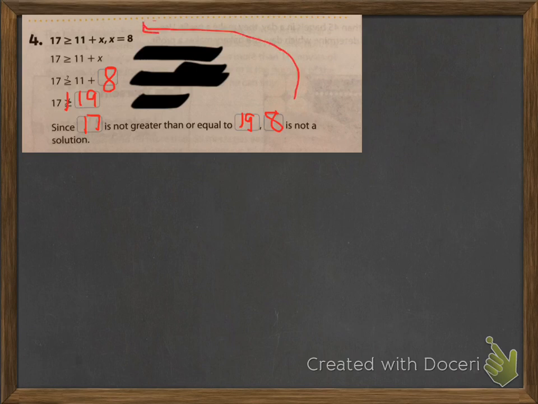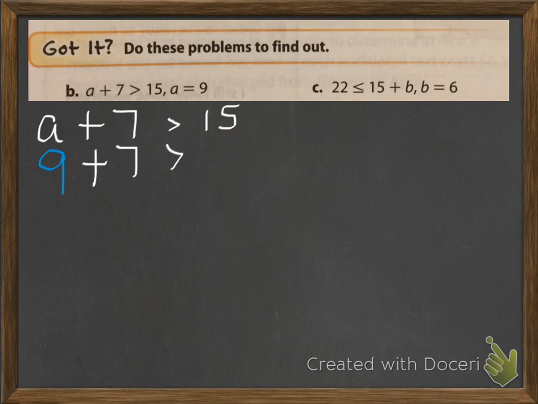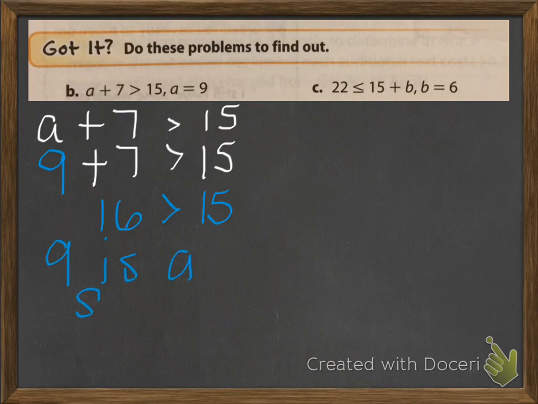Okay, you want to go ahead and pause the video here so that you can try it on your own, but keep in mind you do need to write the original inequality first, then substitute, and then solve. All right, welcome back. So we have a plus 7 is greater than 15, and they would like to know if 9 is a solution. So I've written the problem here. Now we're going to substitute 9 for a, leave everything else the same, plus 7 is greater than 15, and then we need to add the 9 plus 7, that gives us 16 is greater than 15, and 16 is in fact greater than 15, so 9 is a solution.